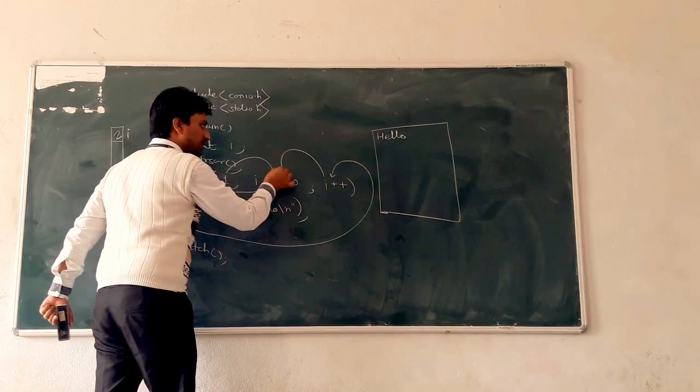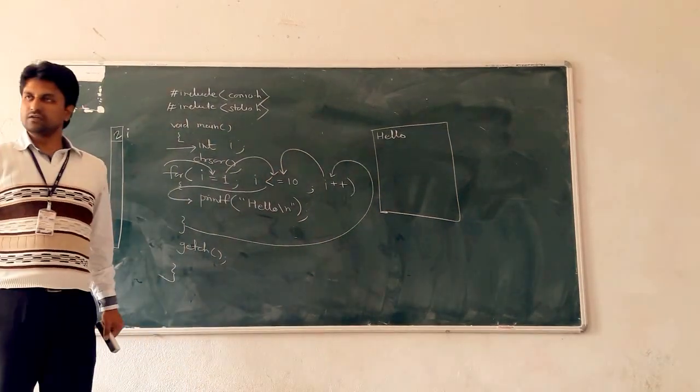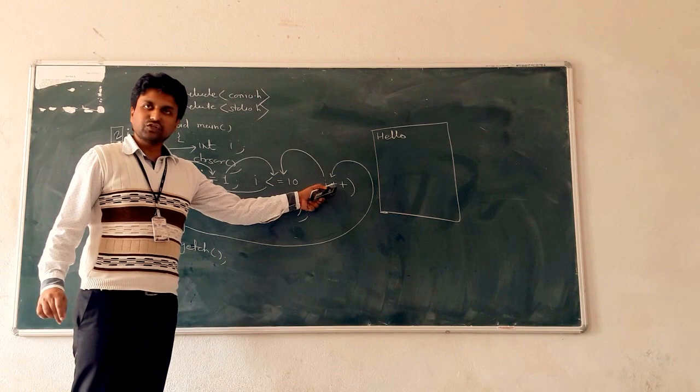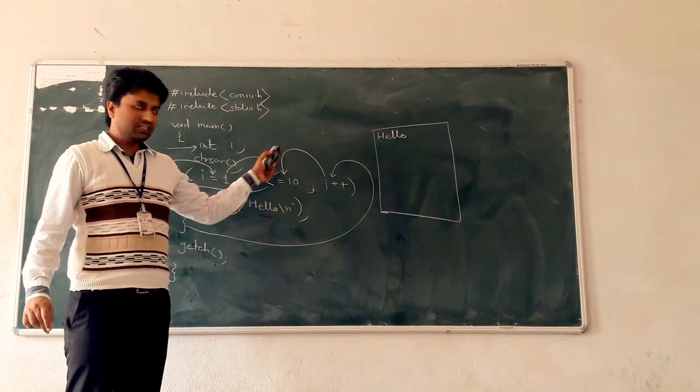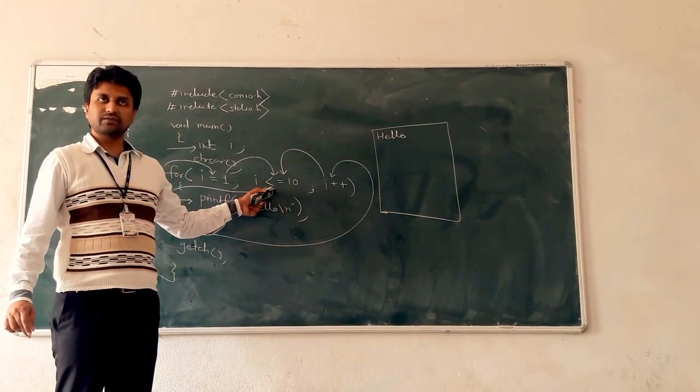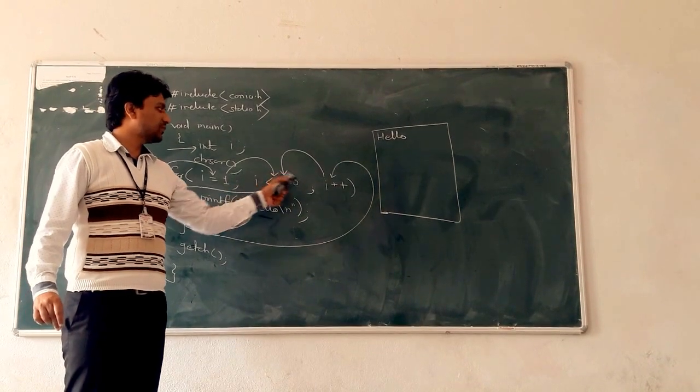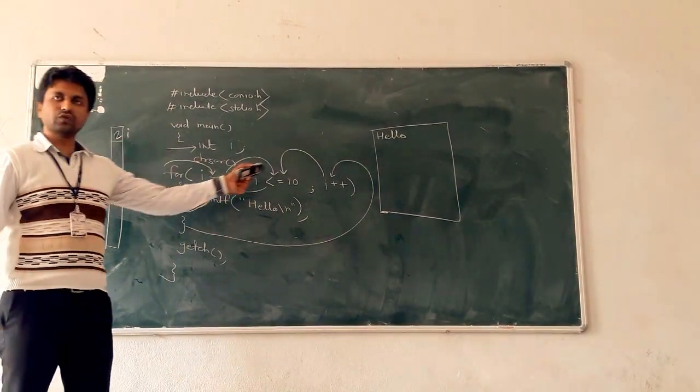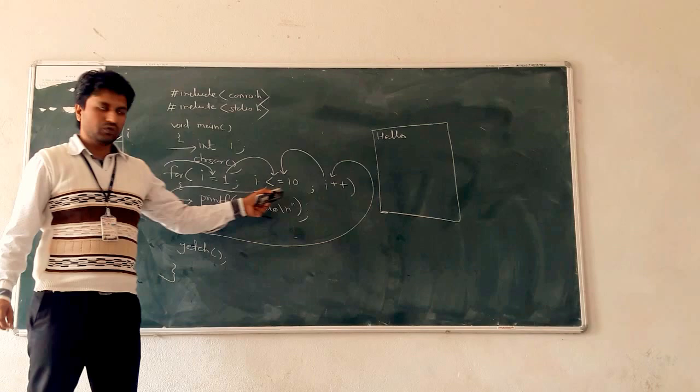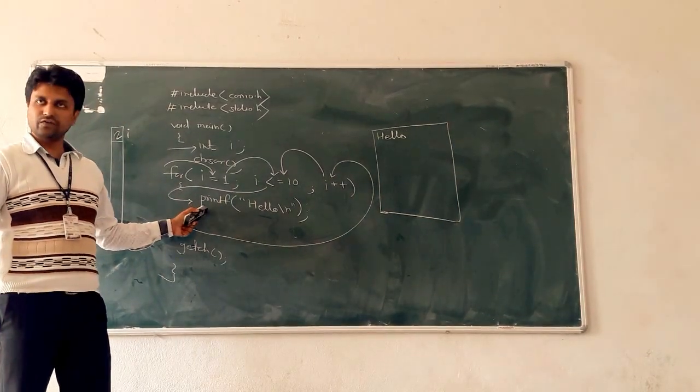Again, condition checking. After executing this statement, what is executed? The condition part. What is the condition? i less than or equal to 10. What is the value of i? 2. 2 less than or equal to 10, condition true. So again, entry to the body of the for loop.